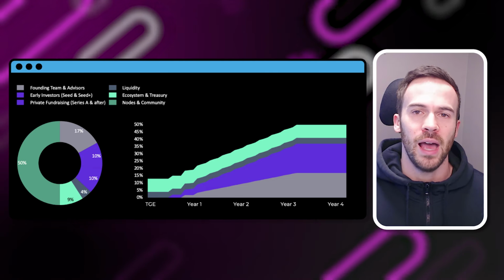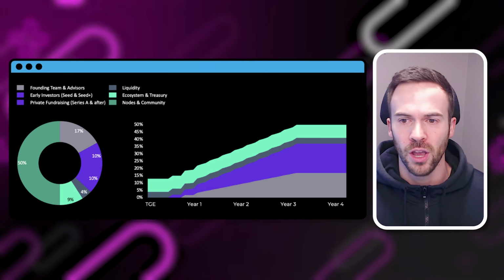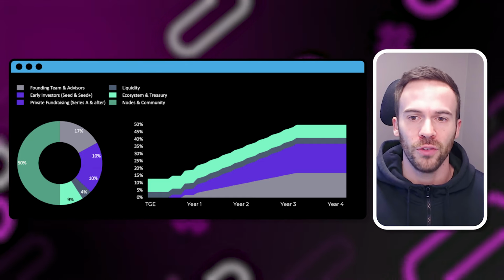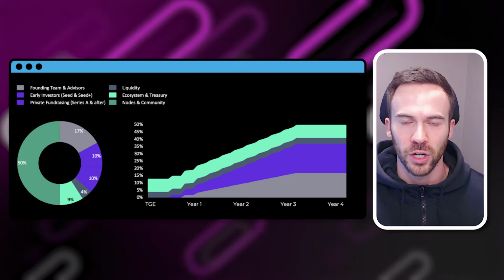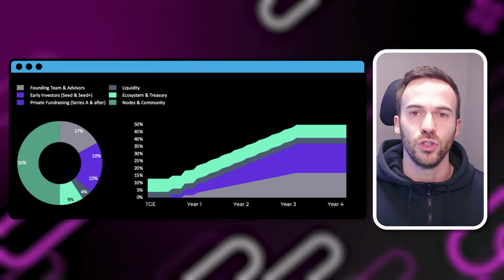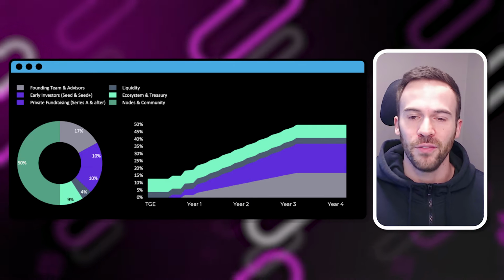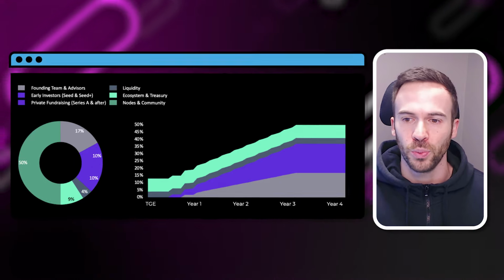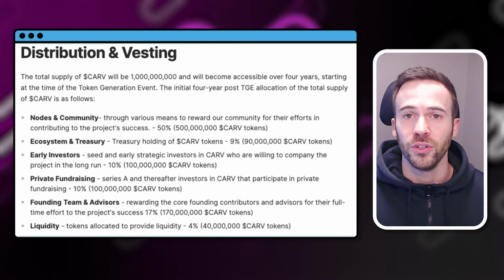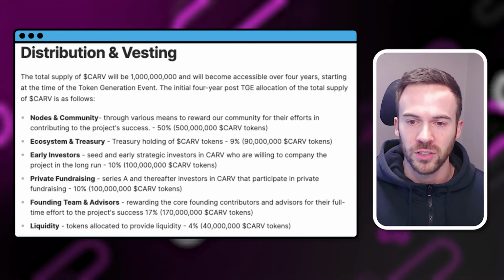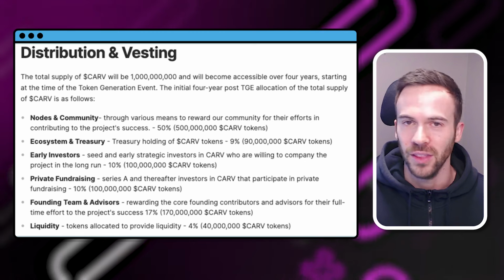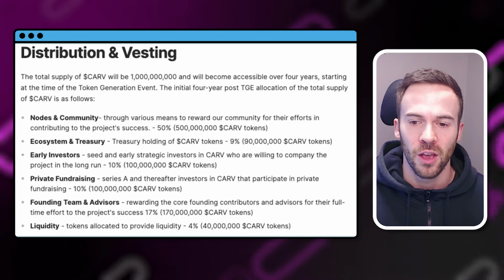Taking a look at the distribution of Carv here, we have nodes and community. 50% of the Carv tokens are for nodes and community. Of that, 25% are going to be allocated to node rewards. We have 9% for ecosystem and treasury, about 10% for early investors. We then have another 10% for the private fundraising, and 17% for the team and founders. And last but not least, about 4% for liquidity.